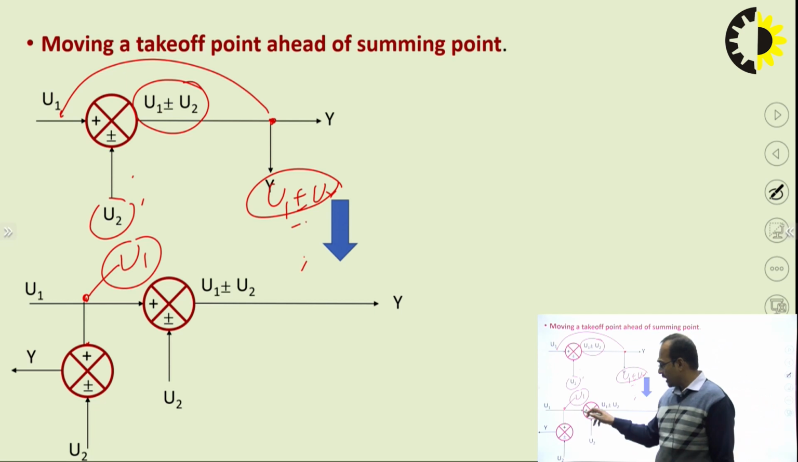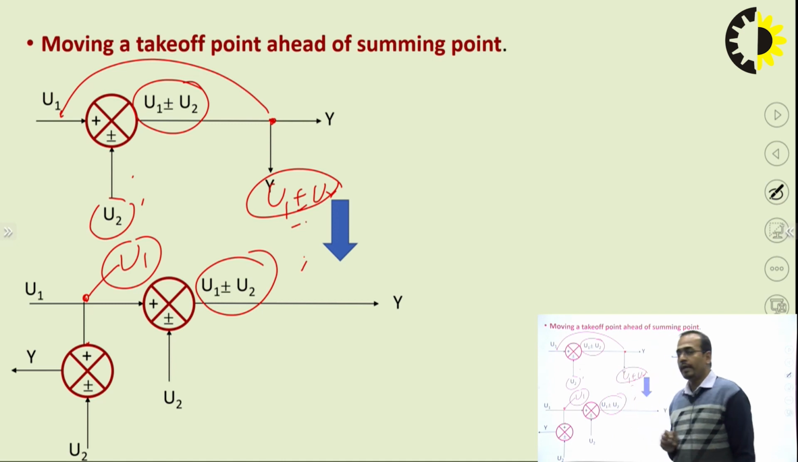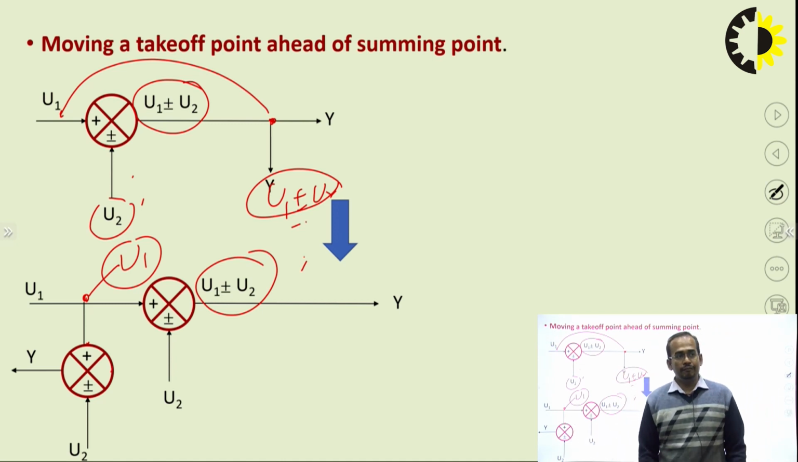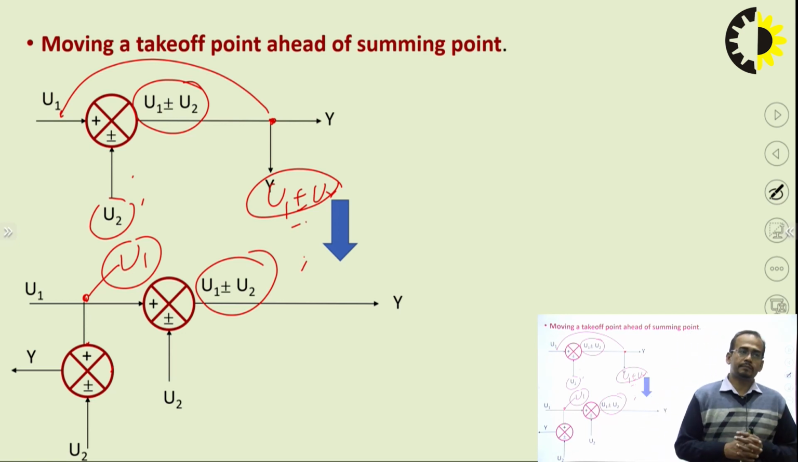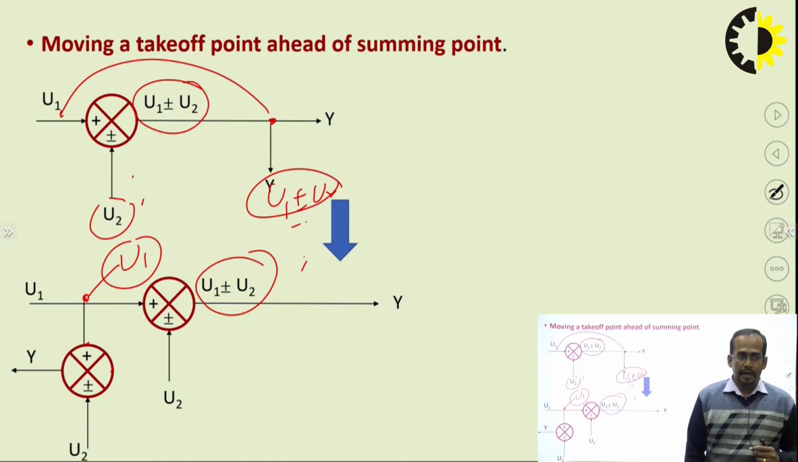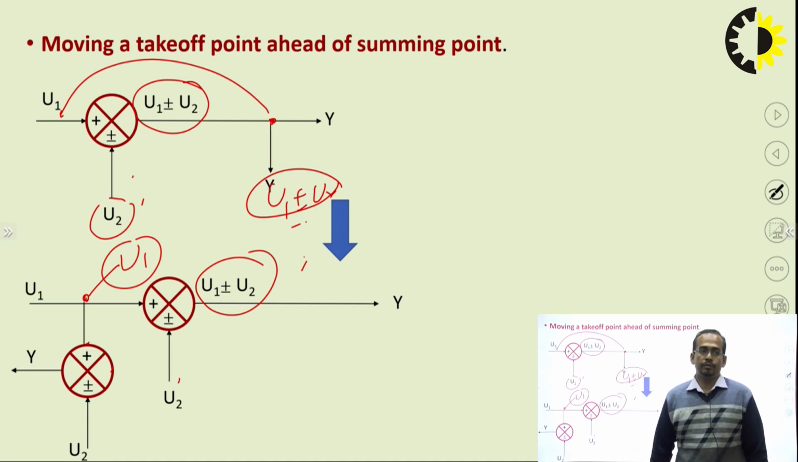So here if you are getting u1 and you have given u2 with the summing point, the output is the same, but the output of the takeoff point is different without adding this summing point. So if you want to move this takeoff point before the summing point, then you have to add the second input using the summing point, then your output will be the same.